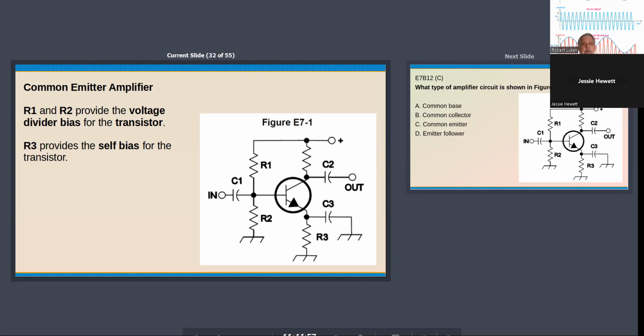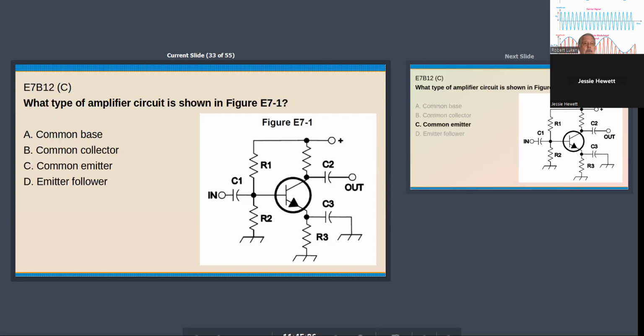So basically, that's a typical common emitter. And we have some questions. So what type of circuit is that? Common emitter.